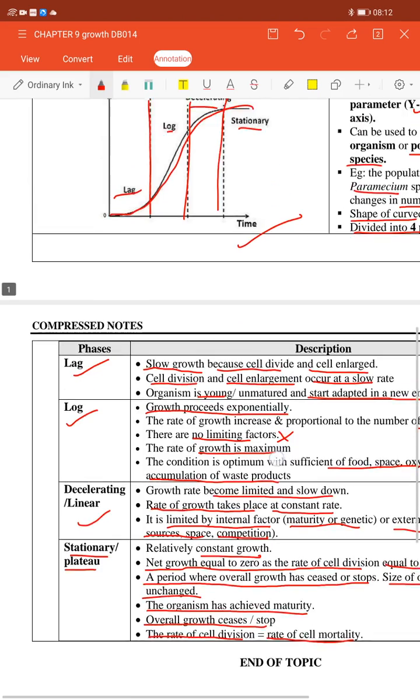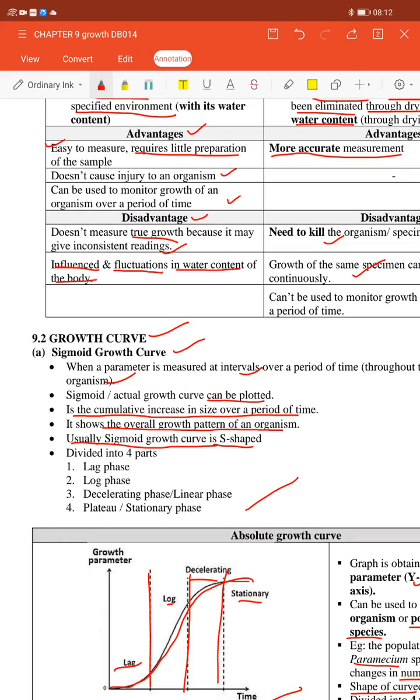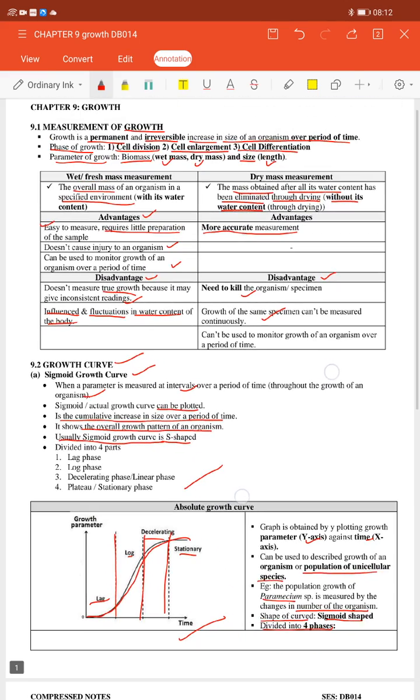So for this chapter 9 DB014, that is all that you have to know. So the first one, measurement, done. And the second one is the growth curve, which is sigmoid growth curve, done.